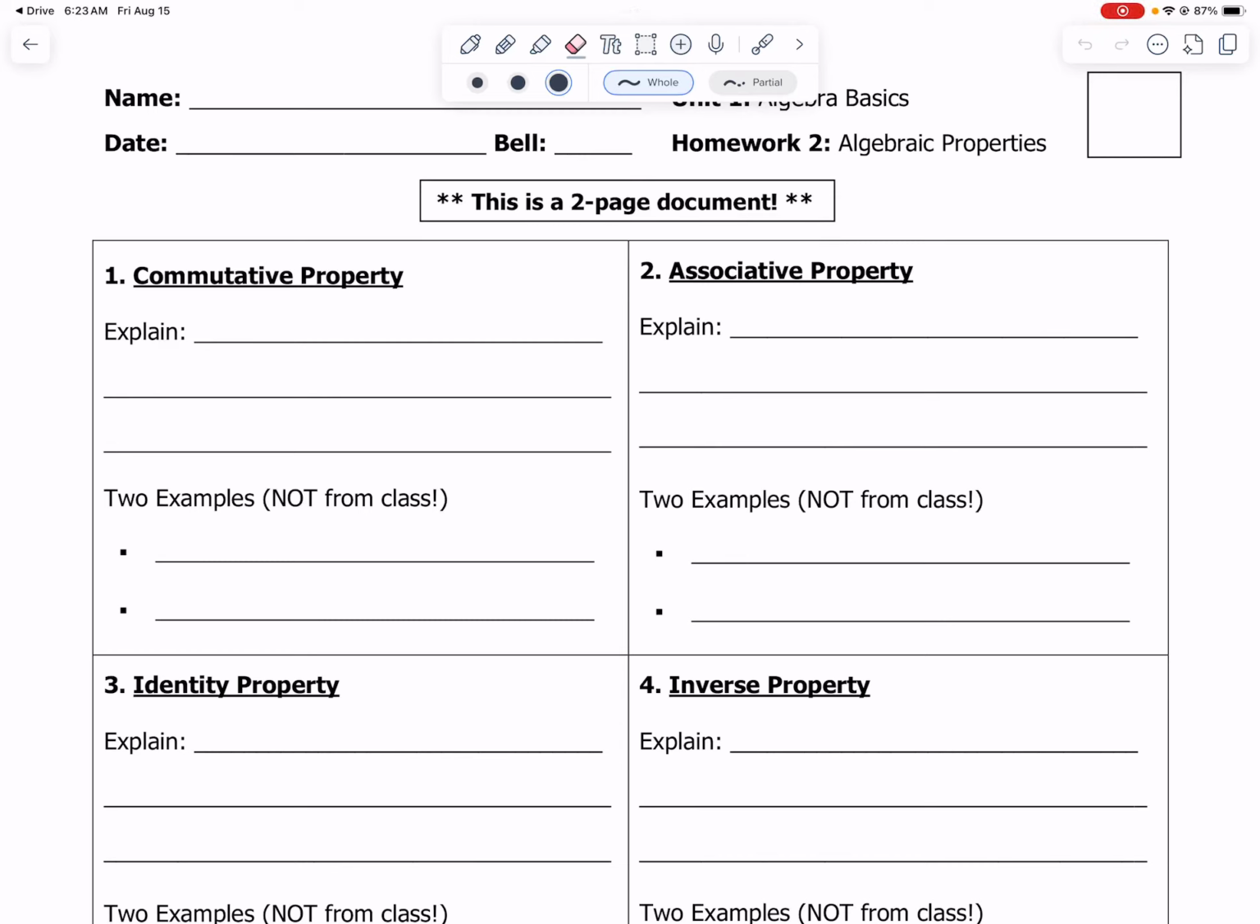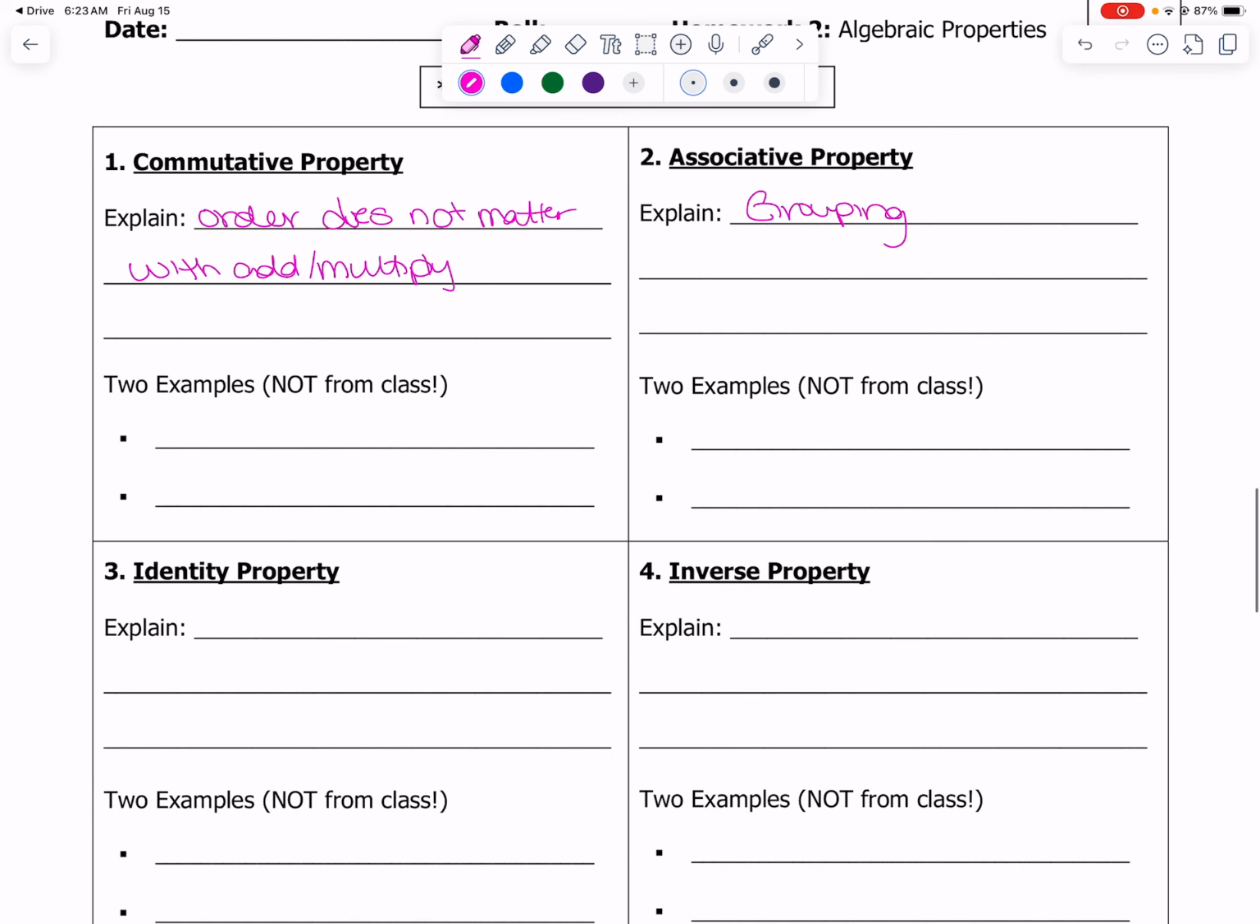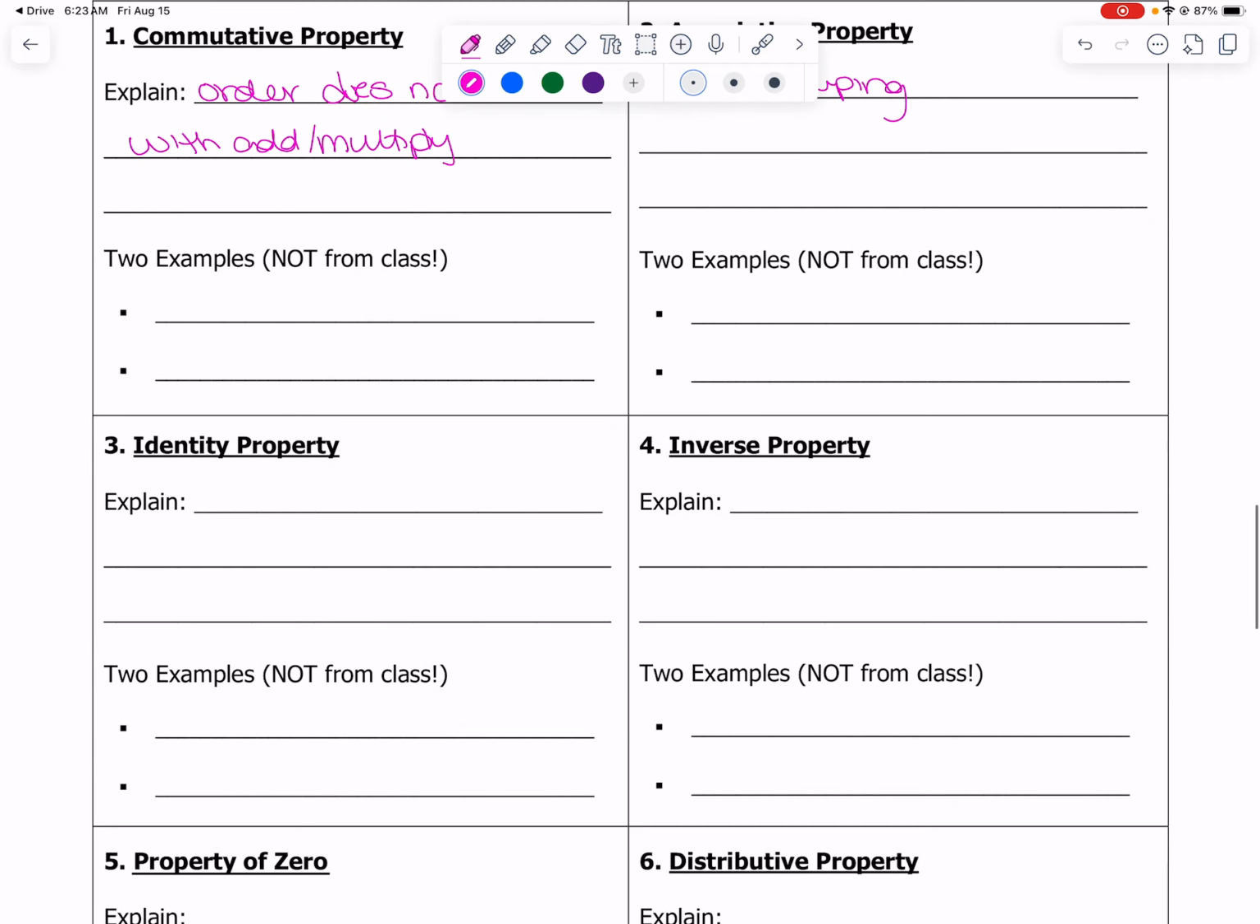Okay, so let's go ahead and take a look at this stuff. So your commutative property: order does not matter with add and multiply. Associative will be grouping; grouping doesn't matter. And all I'm really doing is just going over these, so I want you to pick a different thing that's not in class. Same thing here.